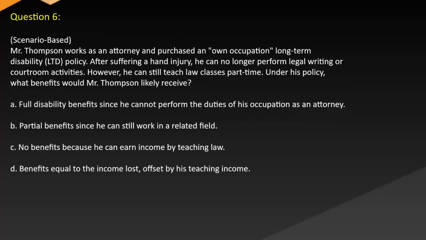Question 6. Scenario-based. Mr. Thompson works as an attorney and purchased an own occupation long-term disability policy. After suffering a hand injury, he can no longer perform legal writing or courtroom activities. However, he can still teach law classes part-time. Under his policy, what benefits would Mr. Thompson likely receive? A. Full disability benefits since he cannot perform the duties of his occupation as an attorney. B. Partial benefits since he can still work in a related field. C. No benefits because he can earn income by teaching law. D. Benefits equal to the income lost offset by his teaching income.